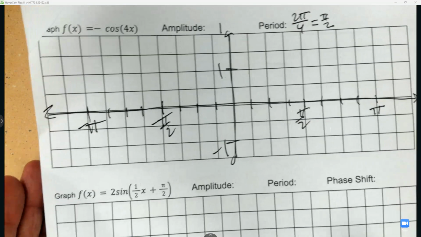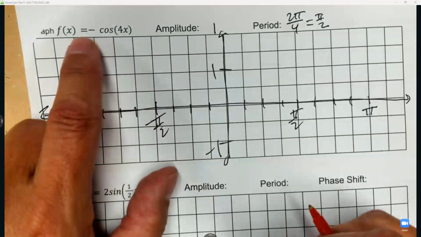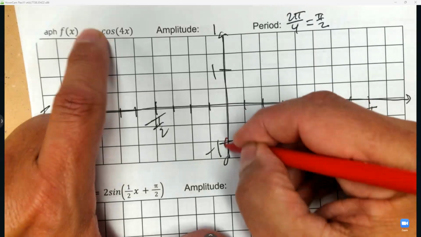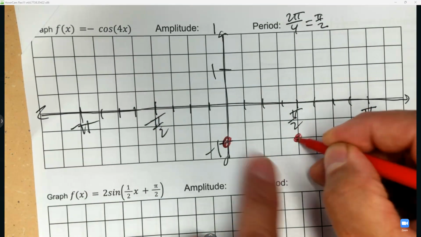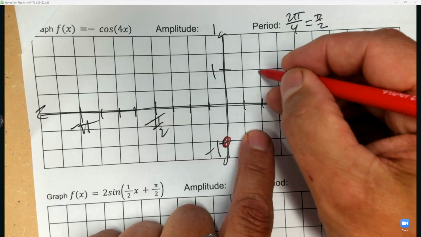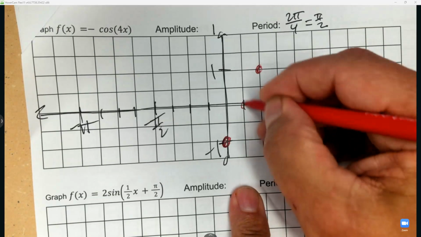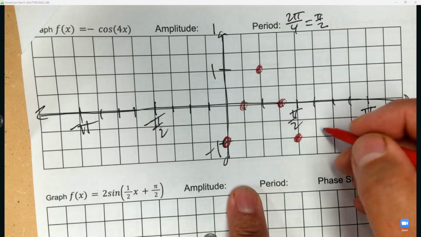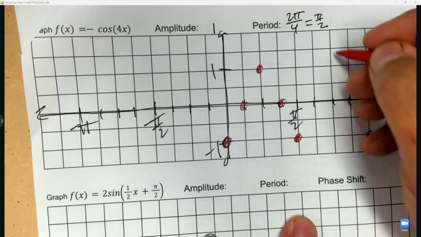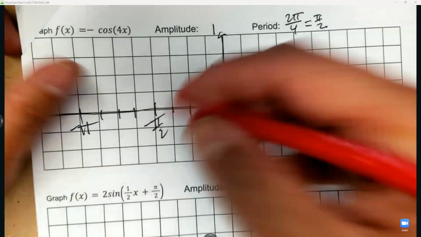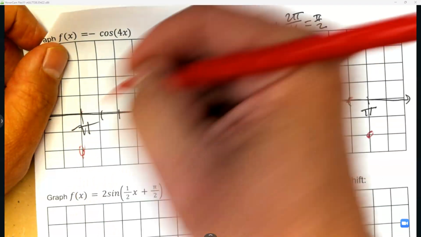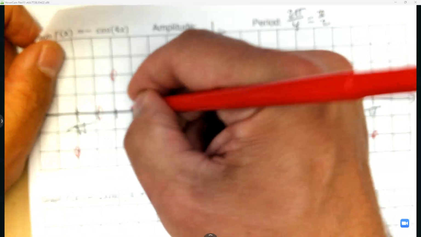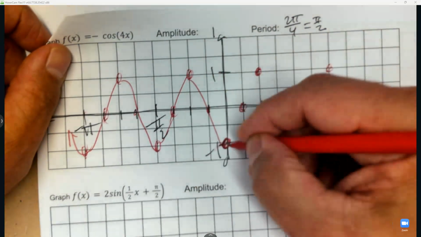So cosine usually starts at the top. But because it's negative, there's a reflection, it's going to start at the bottom. At pi over 2, it's going to be at the bottom. That's the end of one cycle. And then in the middle, it'll be at the top. And then we fill in the middle points of the wave. And then we have our pattern that we're going to repeat over and over again. And once you have the pattern, you then can connect. Feel free to pause.